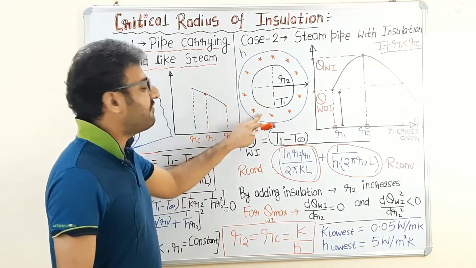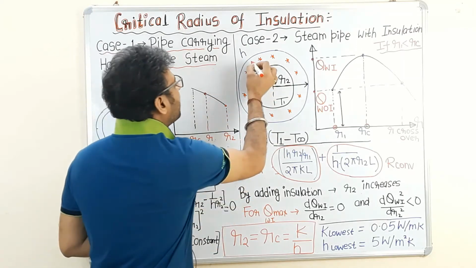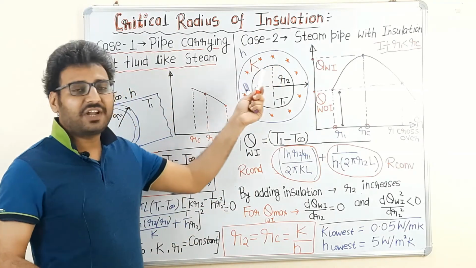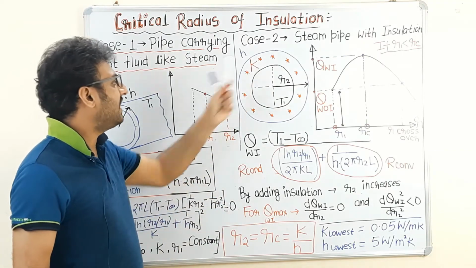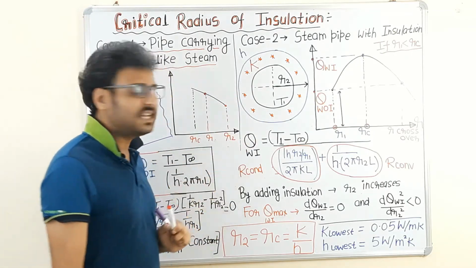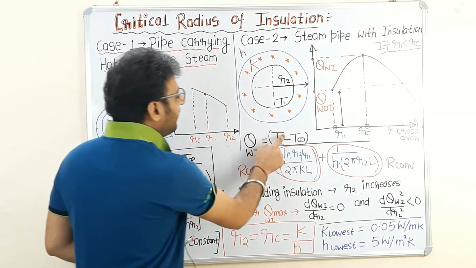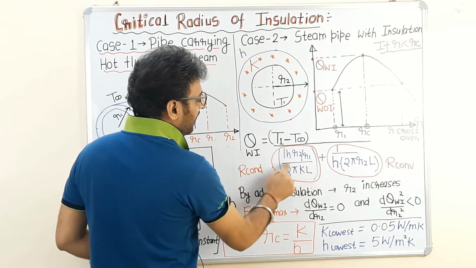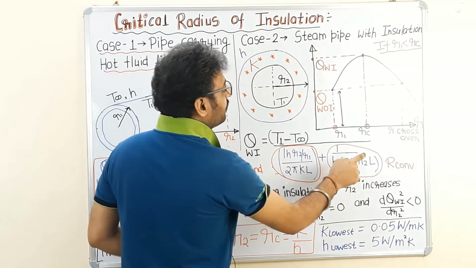Now in case number 2, we have applied insulation of thermal conductivity K. As I already told you in the lecture on thermal conductivity, insulation means material having a very low value of thermal conductivity. Now, what will be the heat transfer rate in this case? Q with insulation will be given by (T1 minus T infinity) divided by [ln(R2/R1) divided by 2 pi K L, plus 1 upon h 2 pi R2 L].